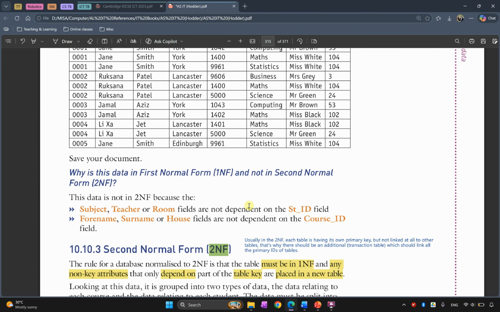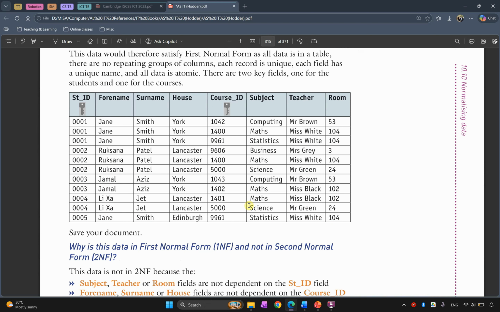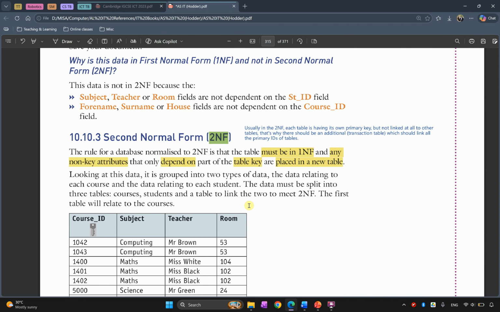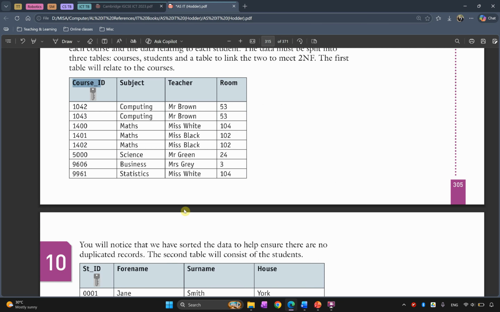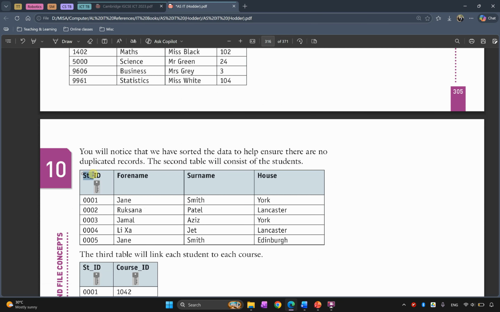In second normal form, we're going to start to divide this table into smaller tables, okay? Let's have a look. The first table was for the course. So this course ID and its related or dependent fields like subject, teacher, and room. That's the first one, and notice it has its own primary key. The second table is for students, and its dependent fields like forename, surname, and the house.